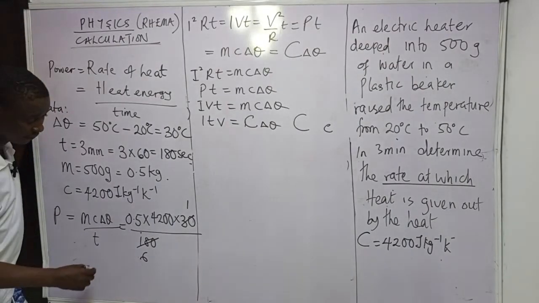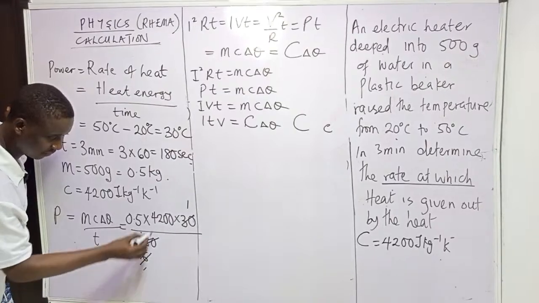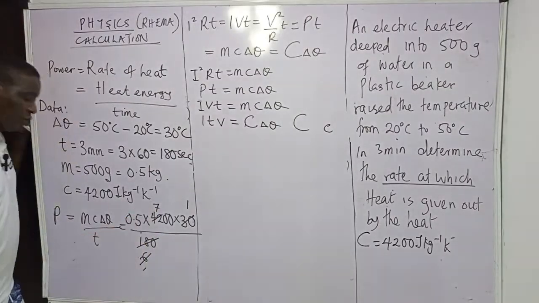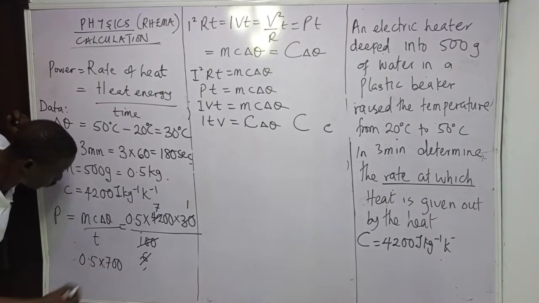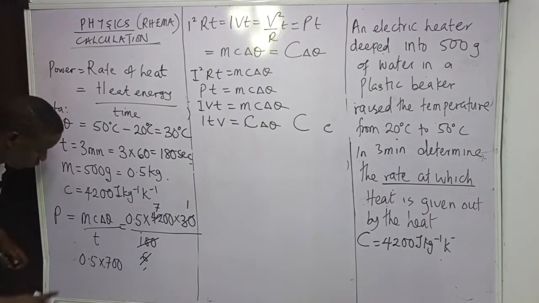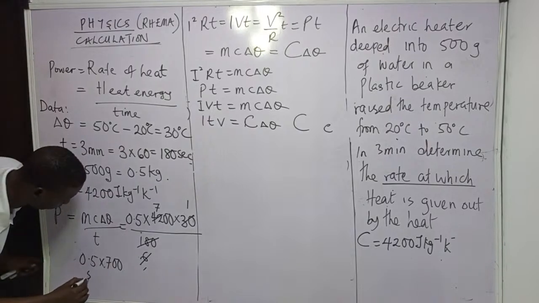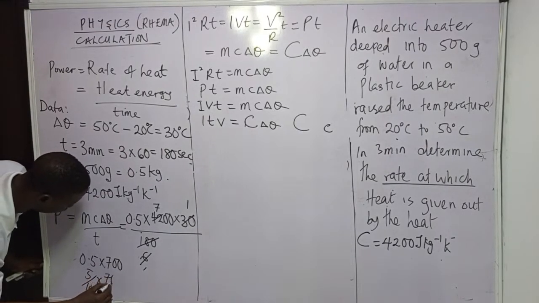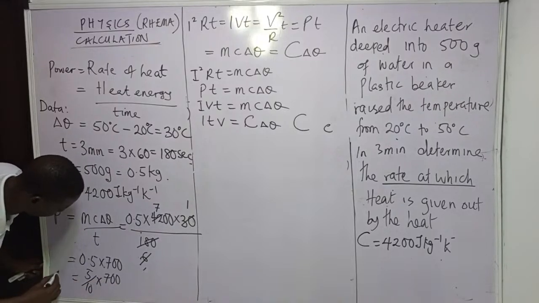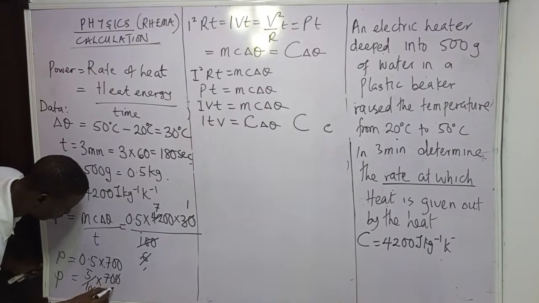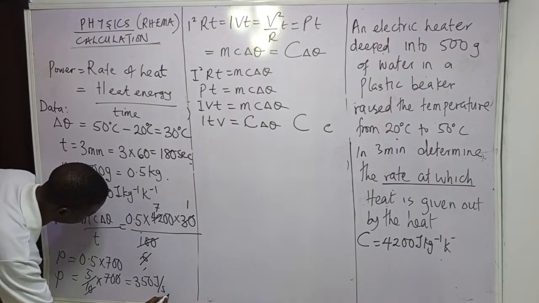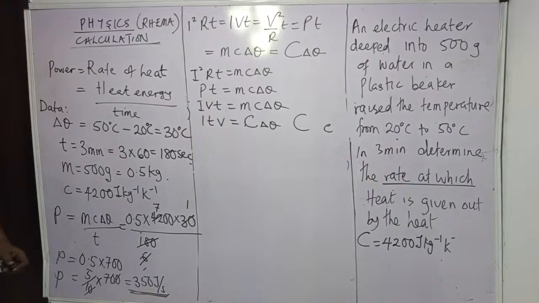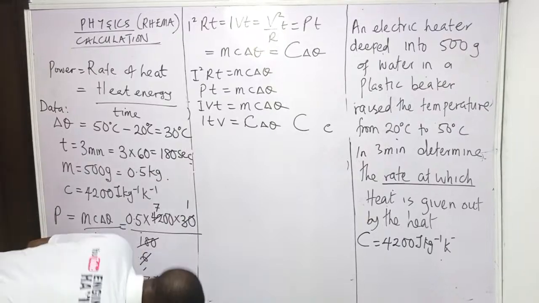Then what do you have? 6 here, 1. 6 here, 7. So 700. 0.5 times 700 is simple, as 5/10 times 700, which cancels to 350 joules per second. That should be what you are going to have: 350 joules per second.